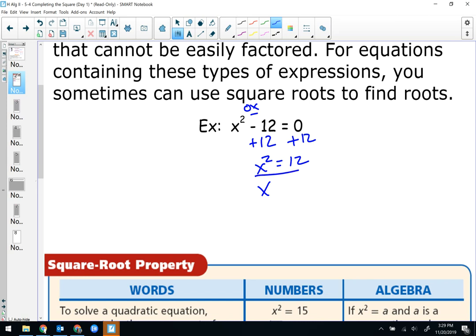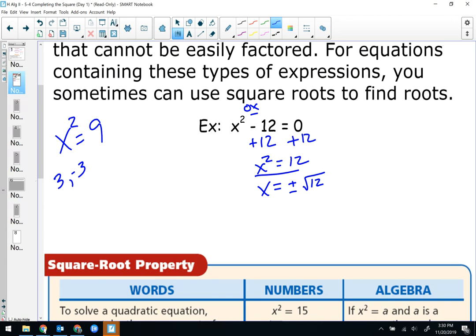Like, take, for example, this equation. Or, as a side note, take, for example, this equation. What numbers can I plug in for x? Well, obviously positive 3. But can't I plug in negative 3 as well? Isn't negative 3 also a solution to this equation? So we have to consider both roots, both the positive and the negative. So when I go to square root 12, I have to consider both the positive and the negative root of 12. Okay?